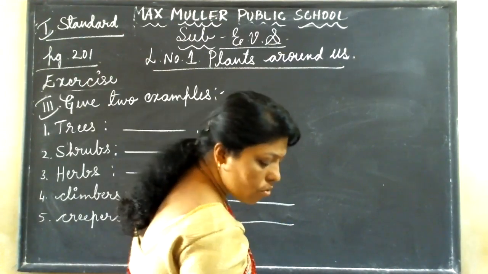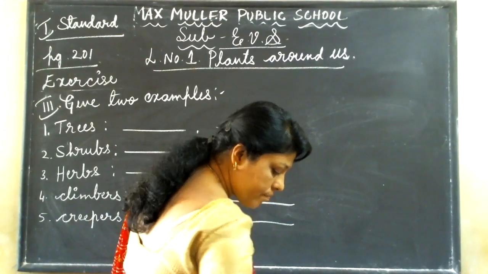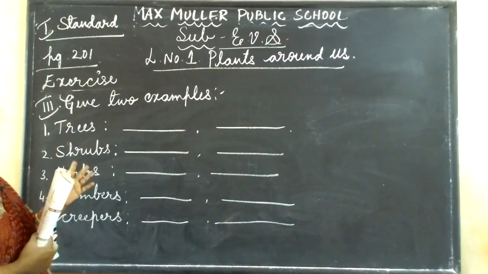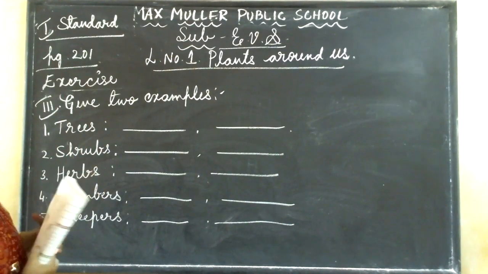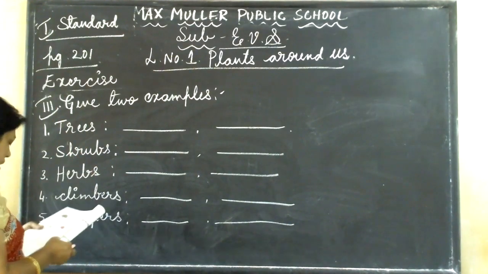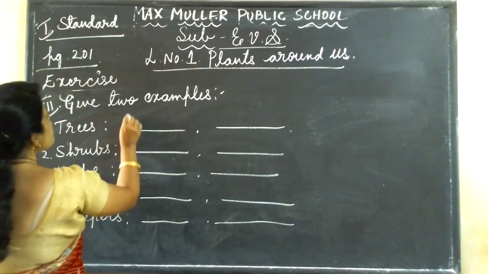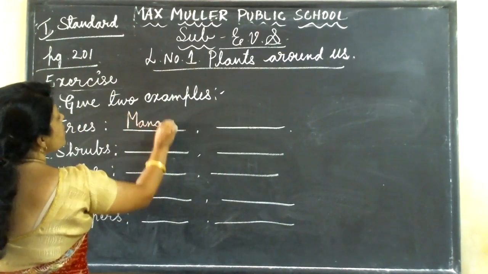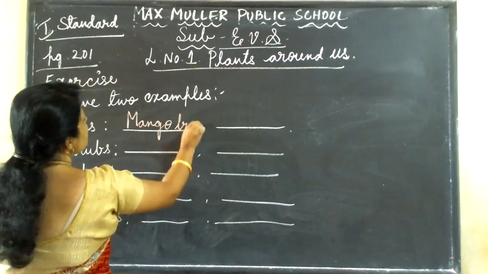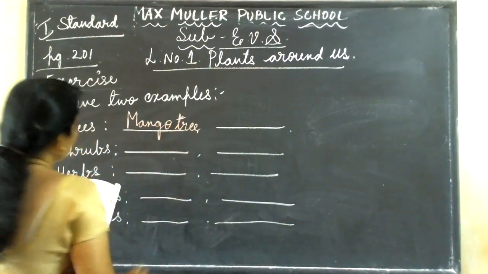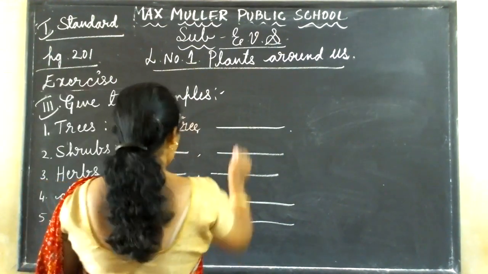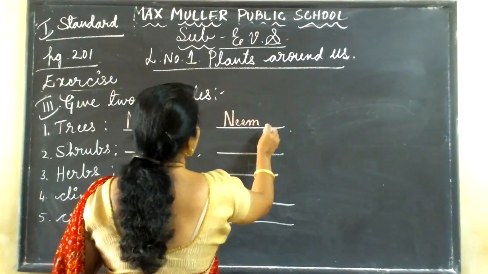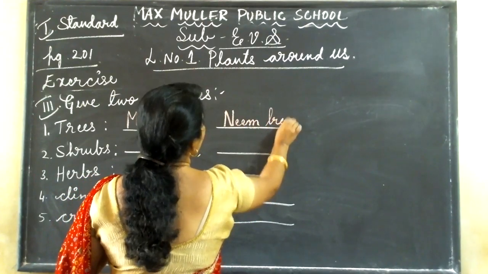Now tell me, you know very well, isn't it? Yes, tell me two examples of trees. I gave homework also. Did you finish now? Yes, tell me examples of trees. That is mango tree, banyan tree, neem tree. Isn't it, children? Any two trees' names you should write. Mango tree, neem tree. Whichever spelling is easy, you should write that. Neem tree.